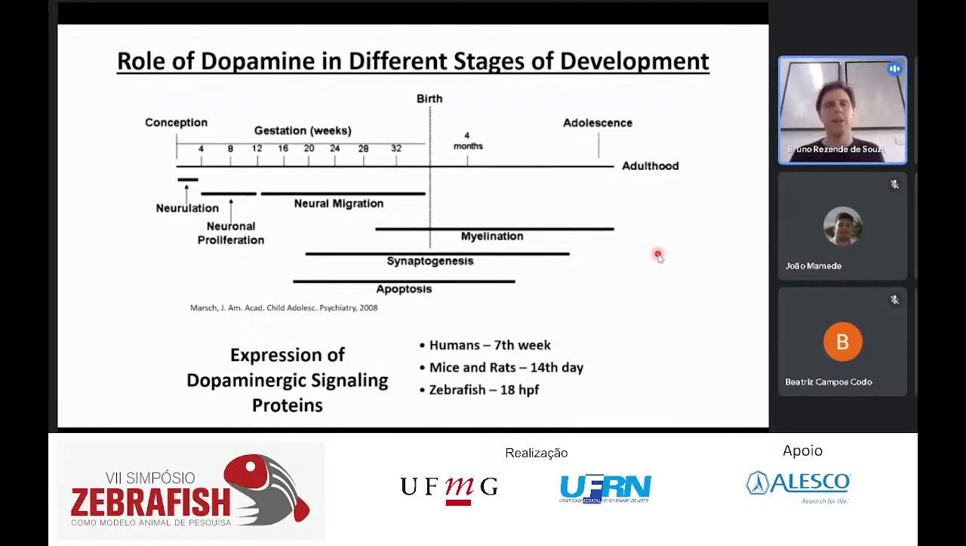With all this data, we thought, okay, let's start studying the role of dopamine in different stages of development. When we think of brain development, in the beginning we have a lot of neuronal proliferation, neuronal migrations, and then we have a very interesting window with myelination, synaptogenesis, apoptosis. Of course they overlap, but there's more synaptogenesis in one part of the window of development, and the other part is going to be more neuronal migration.